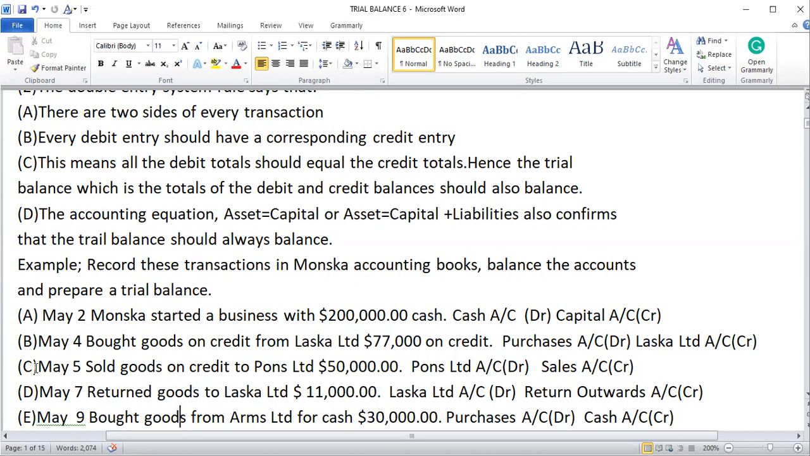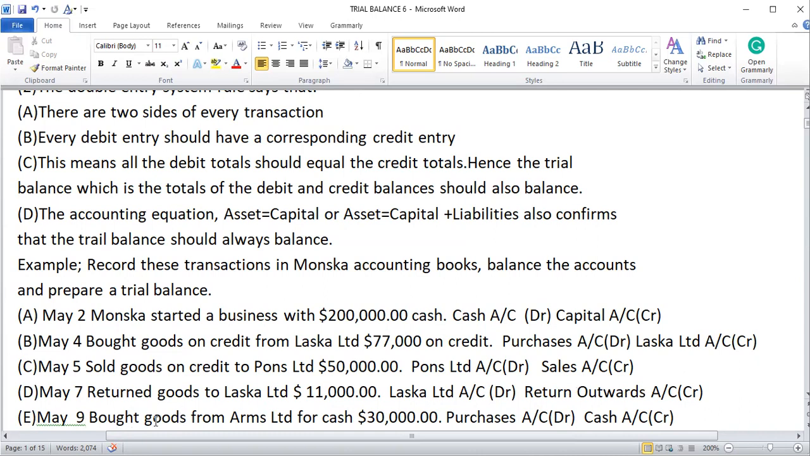C, May 5th, sold goods on credit to Ponds Limited, $50,000. What is the double entry? Ponds Limited account should be debited because it is receiving the goods, and the sales account should be credited because it is giving out the goods. May 7, returned goods to Alaska Limited, $11,000. Alaska Limited account is receiving the goods, so it should be debited. And the return outwards account is giving out the goods, so it should be credited.